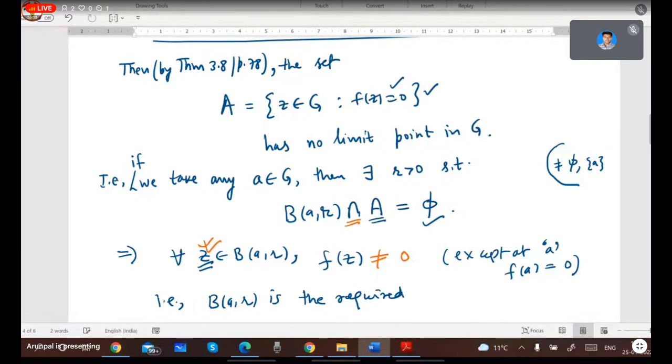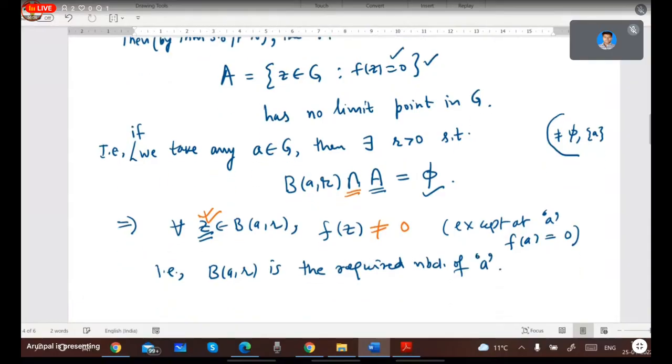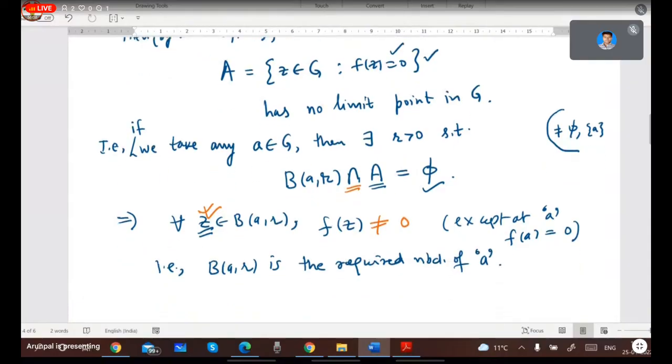We wanted just to find out a neighborhood of a. Yes, sir. So that the function has value 0 at a, and at no other points of the neighborhood the function has value 0. And that's done. That's it. We wanted to find a neighborhood, and we have been able to find a neighborhood where the function does not vanish.